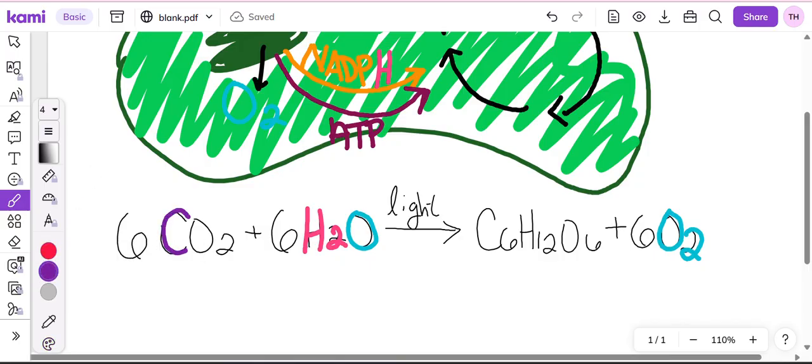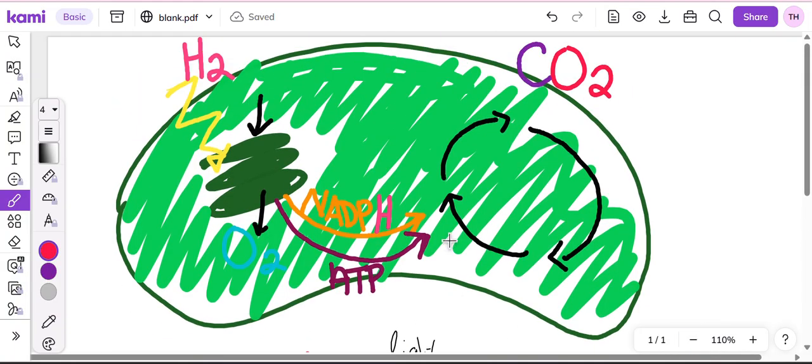Here is our purple C and our two red oxygens. Okay, so CO2 is now going to come into the system. Again, also it's coming from the atmosphere. This is just naturally in the atmosphere. And I do also want to mention oxygen gets released into the atmosphere.